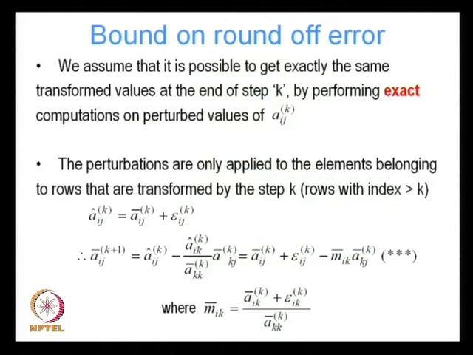The basic purpose of this exercise is to try to find bounds on the perturbation epsilon I j k, because we know that the perturbations are equivalent. The end result of the perturbations is going to be the same errors which would have accrued if I had the floating point errors, right. So, instead of trying to find bounds on the floating point errors themselves, I am going to try to find bounds on the perturbations, because I am saying the end result of the perturbations is equivalent to the floating point errors in the operations.